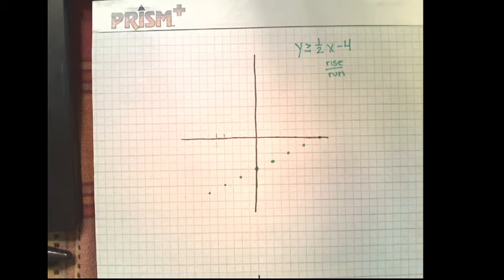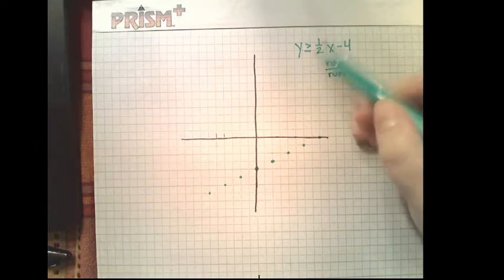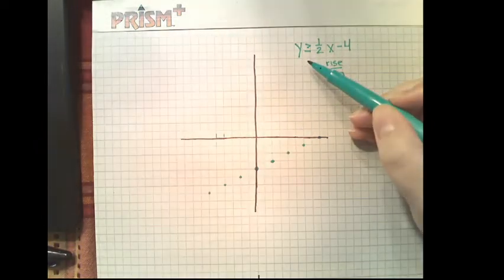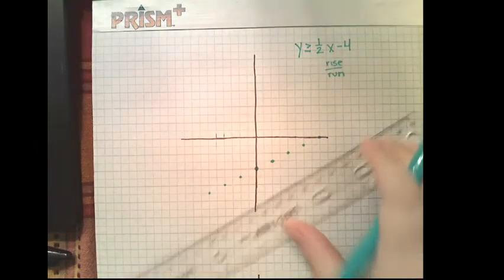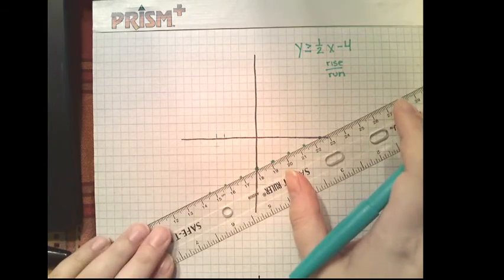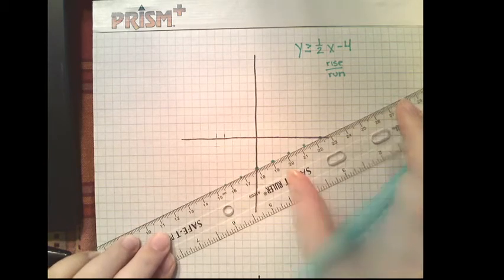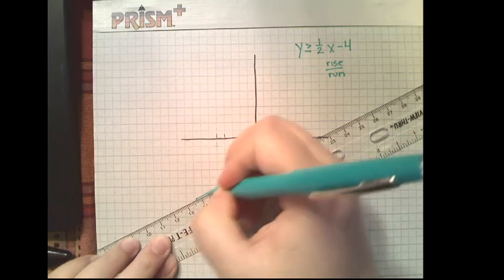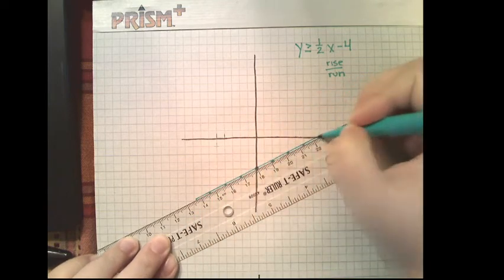Okay, once I have a good amount of points plotted, I need to decide, is this a solid line or is this a dotted line? So I need to look at the inequality. Since it's equal to, it's a solid line. So I'm going to go ahead and take my ruler and connect it with a solid line.